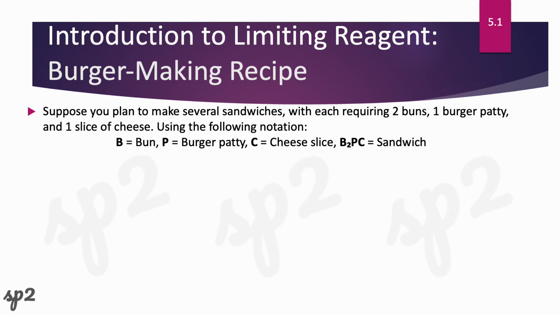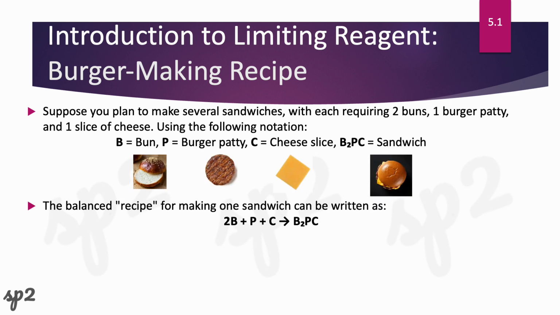Let's say your plan is to make several sandwiches using two buns, one burger patty, one slice of cheese, and I'm going to summarize them as the following. I have my B as bun, I have my burger patty, which is P. C is going to be the slice of cheese. And then your sandwich would be B2PC. You can balance your recipe here as 2B plus P plus C goes to B2PC.